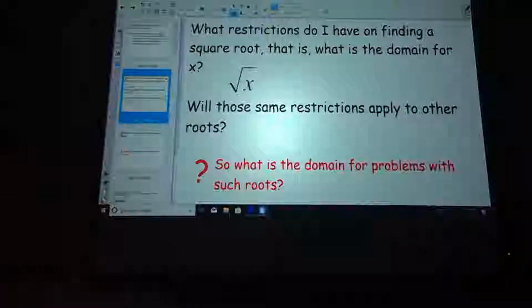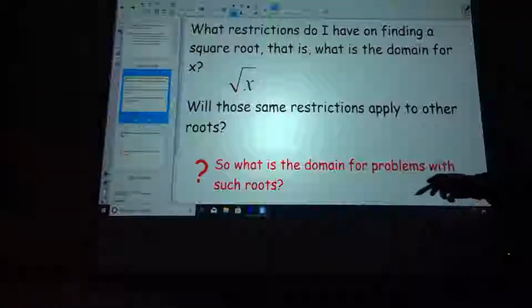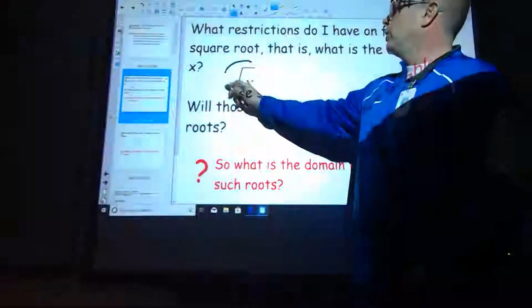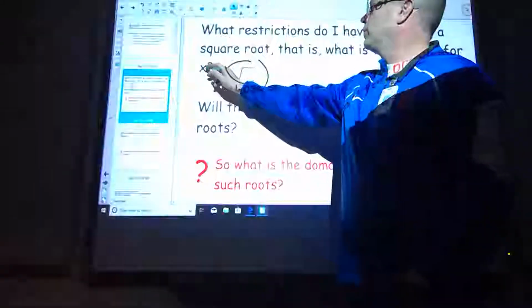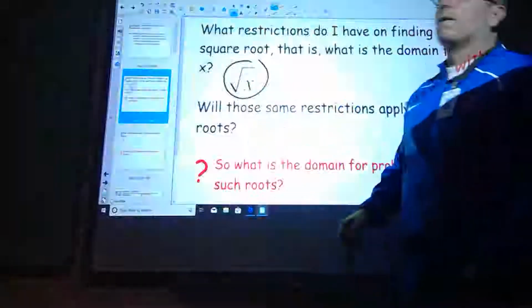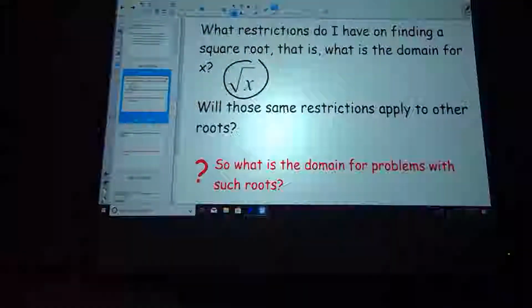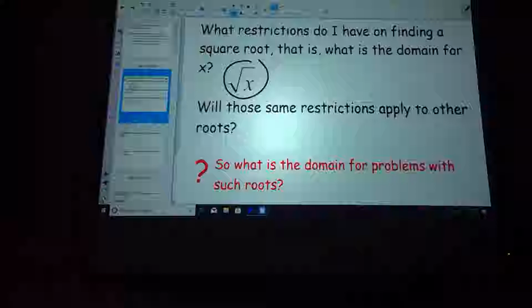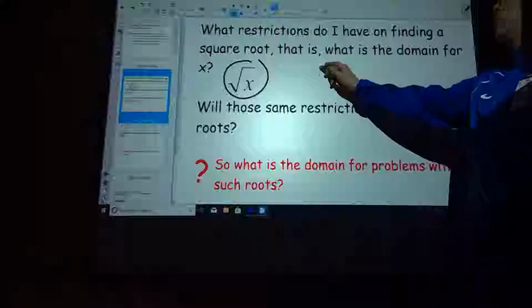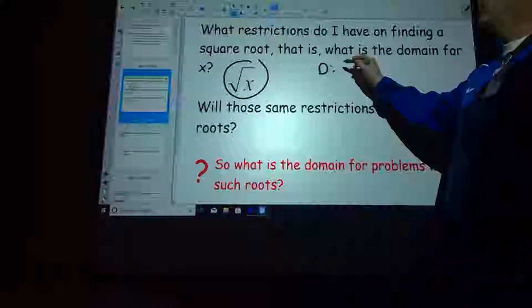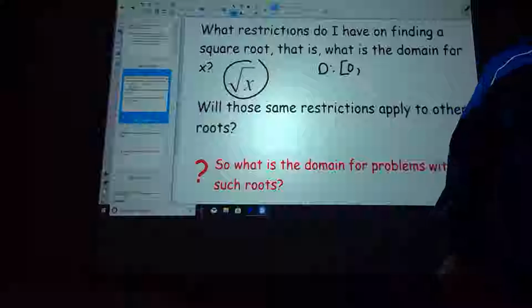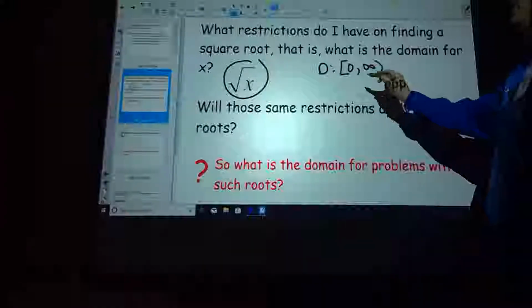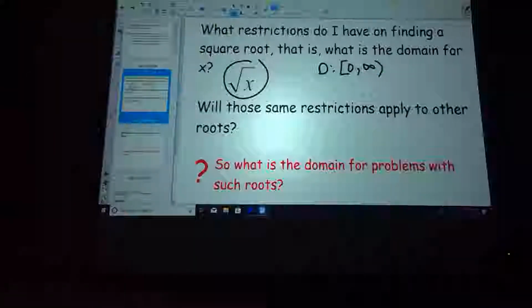All right, so let me ask a question here. Do I have a restriction on that x? I don't want imaginary numbers, so do I have a restriction? Yeah. So my domain on this is going to go from 0, because I can have square root of 0, to infinity. And then let's figure out my range.